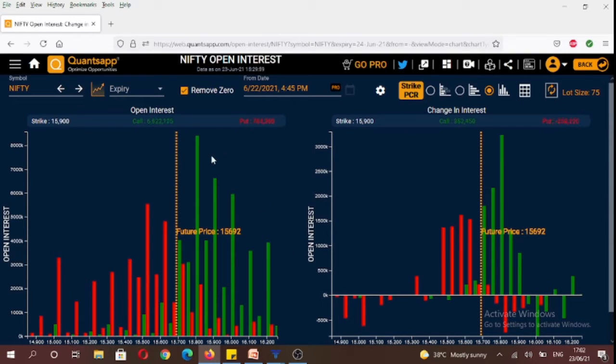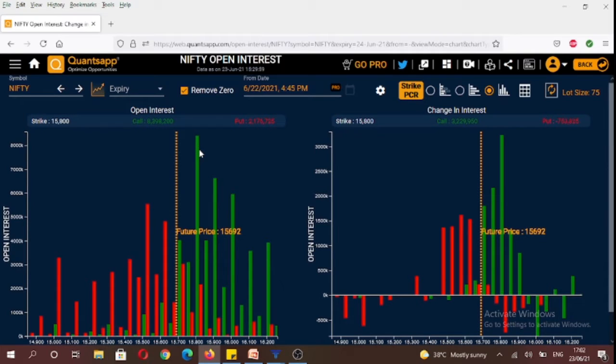So here you will see that overall highest amount of calls have been written at 15,800 strike and highest amount of puts have been written at 15,500 strike. So it gives us a 300 point range for the index for tomorrow, with 15,500 likely to act as a support and 15,800 likely to act as a resistance.